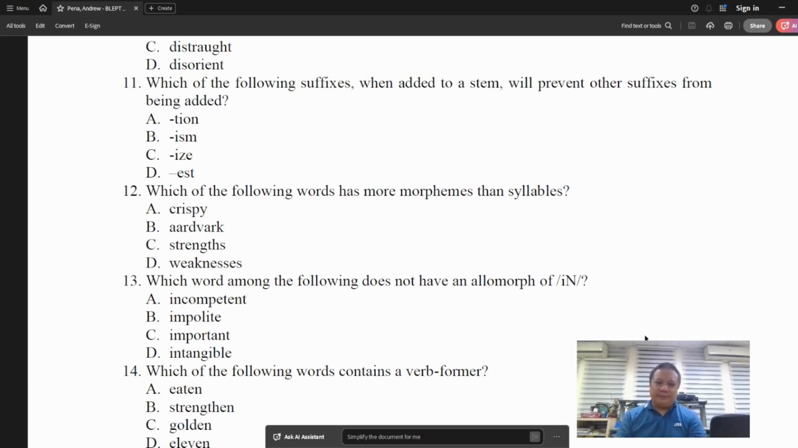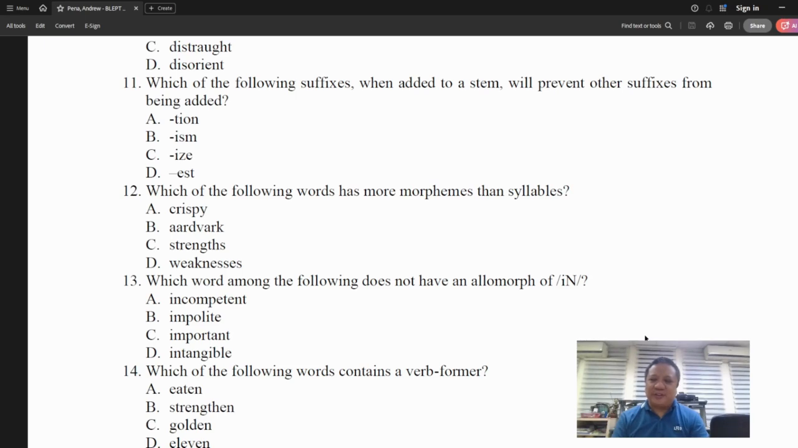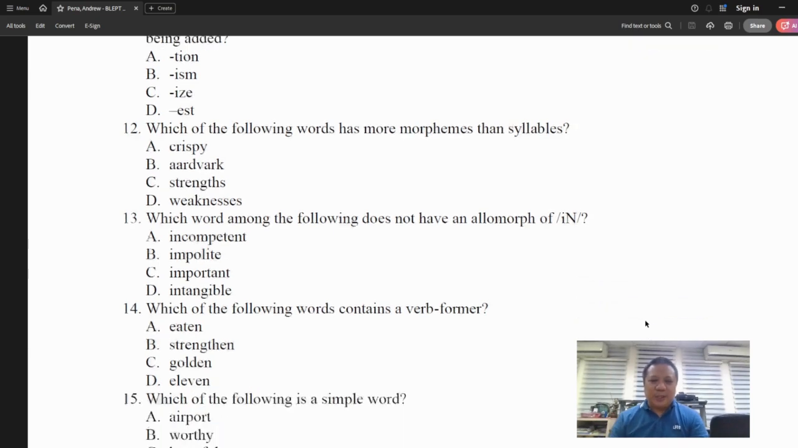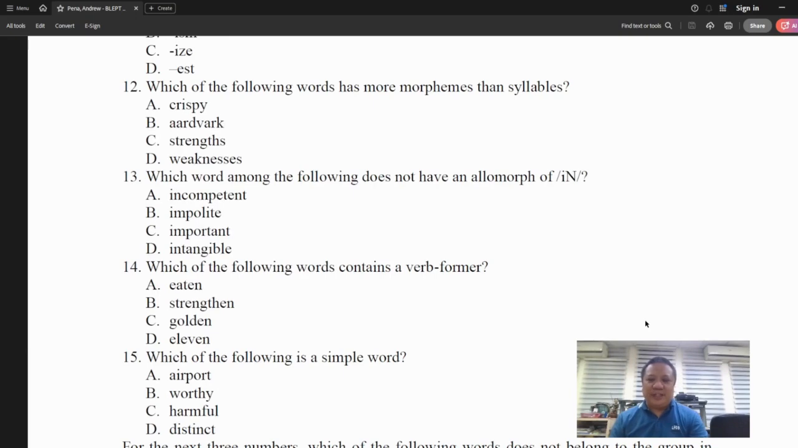Number 11. Which of the following suffixes when added to a stem will prevent other suffixes from being added? A. Tion, B. Ism, C. Ize, D. Est. The answer is D. Est. Est is an inflectional morpheme. It's an inflectional suffix, so when you add it to a stem, you can no longer add other suffixes. Number 12. Which of the following words has more morphemes than syllables? A. Crispy, B.